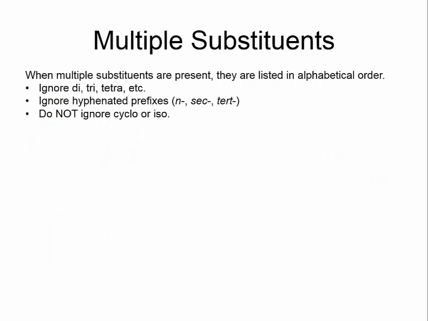When there are multiple substituents present, they need to be listed in the name in alphabetical order. We ignore di, tri, tetra, anything that tells us how many of those substituents are present. So dimethyl would be alphabetized by M, triethyl would be alphabetized by E, etc. We're going to ignore hyphenated prefixes like n. We won't see that very often, but it stands for normal, which means straight chain, sec, or tert. Ignore those prefixes. Do not ignore cyclo or iso.